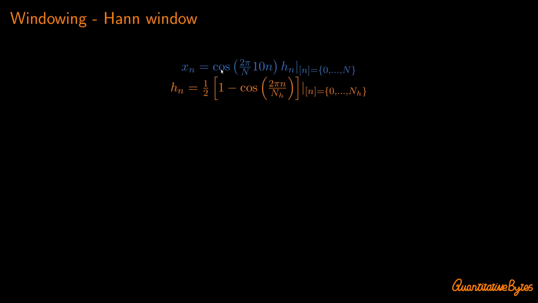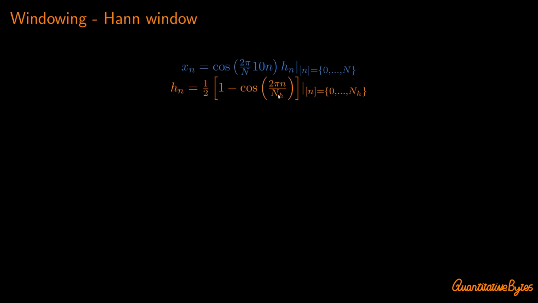So first of all, we have our signal defined exactly as before. x[n] is equal to the cosine of 2 pi over big N times 10 times n, multiplied by h[n], except now h[n] is defined as being a half times 1 minus the cosine of 2 pi n over big N_H, where n runs between 0 and big N_H.